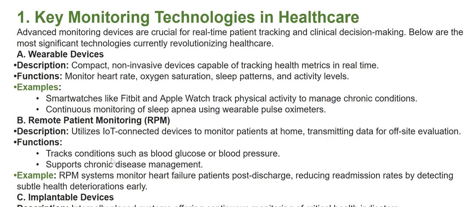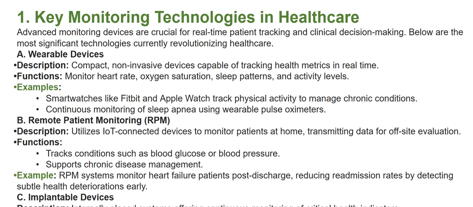Functions: tracks conditions such as blood glucose or blood pressure, for instance, and supports chronic disease management. As for an example, remote patient monitoring (RPM) systems monitor heart failure patients post-discharge, reducing readmission rates by detecting subtle health deteriorations early. Then we have implantable devices. Description: internally placed systems offering continuous monitoring of critical health indicators. Functions: monitor glucose, cardiac rhythms, and more.